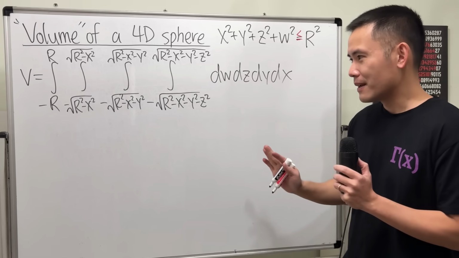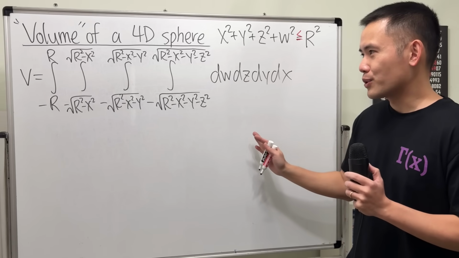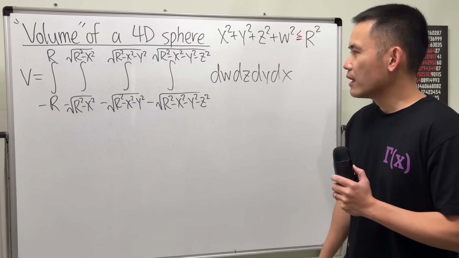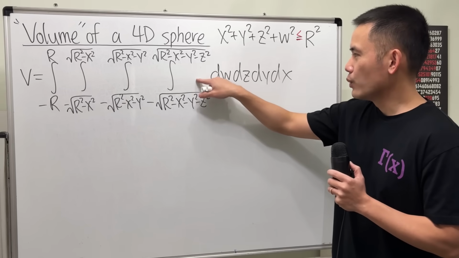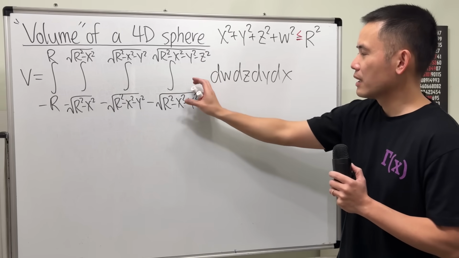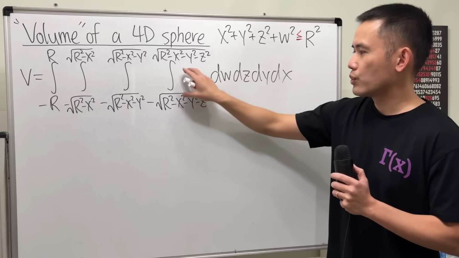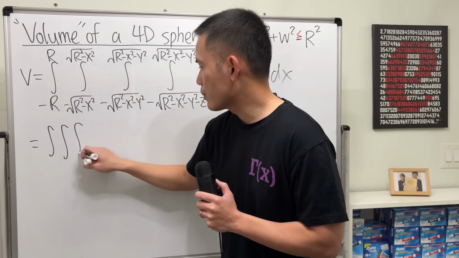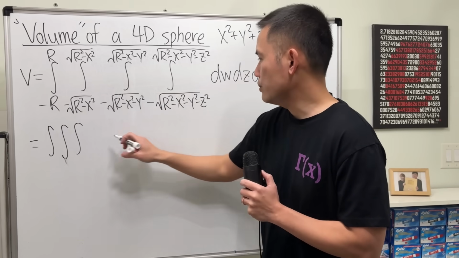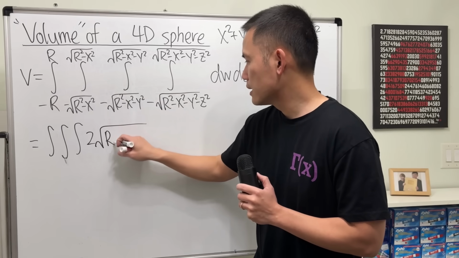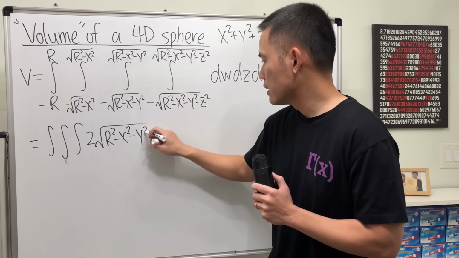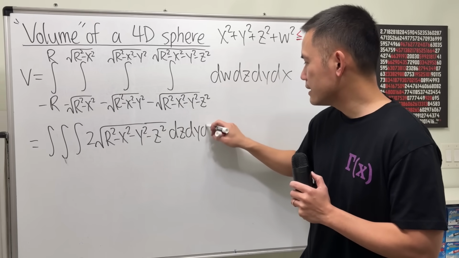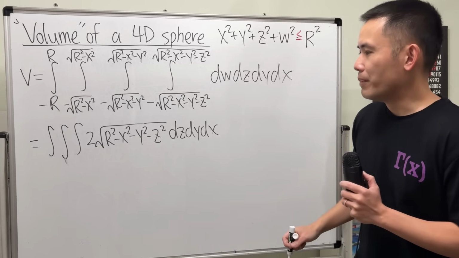But now, let's just try to do this the regular way. So maybe this is somewhat manageable. I'm just going to work this inside out. Integrating 1 in the w world, plugging in, subtract. It's just twice this function right here. So we will be getting integral, integral, integral, and then inside is just 2 times that square root part, and then dz, dy, dx. So it's not so bad.